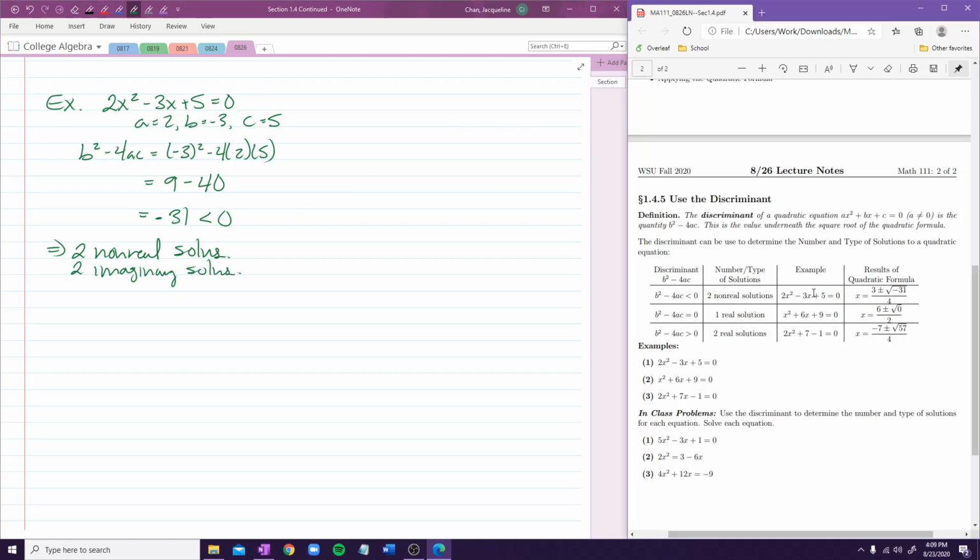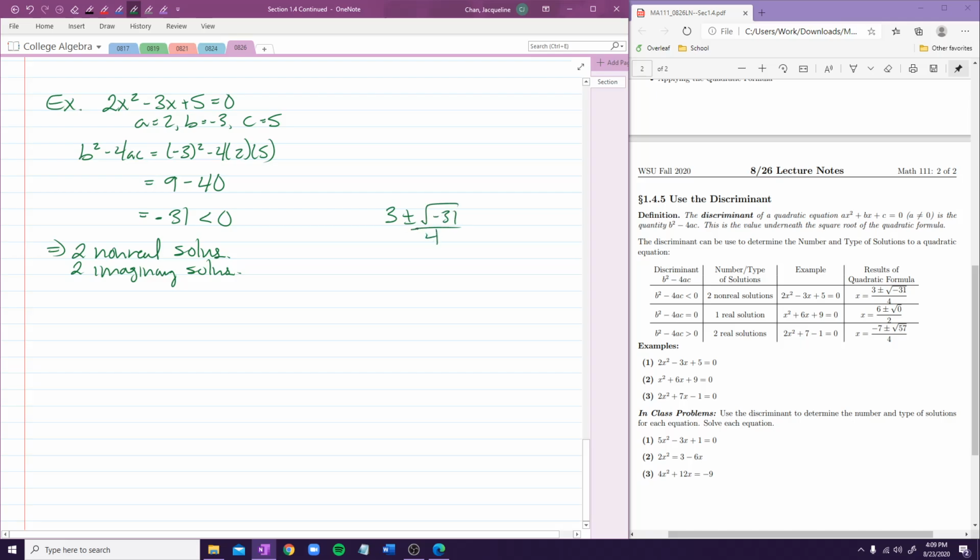If you look over here, the examples I picked all have the same pattern. If we look at the result of the quadratic formula, you'll see it's plus or minus the square root of negative 31. So 3 plus or minus the square root of negative 31 over 4 simplifies to 3 plus or minus i square root of 31 over 4. So we have 3 plus i square root of 31 over 4 and 3 minus i square root of 31 over 4. Right, so 2 non-real solutions.